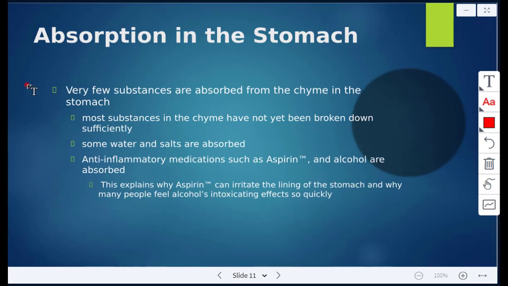Absorption in the stomach. Very few substances are absorbed from the chyme in the stomach. Most substances in the chyme haven't been broken down yet sufficiently. Some water and salts get absorbed, and if you've taken medication like anti-inflammatory medications like aspirin, as well as alcohol, they get absorbed in the stomach. So this explains why aspirin can irritate the lining of the stomach, and why many people feel the alcohol's intoxicating effect so quickly, because those substances do get absorbed in the stomach.